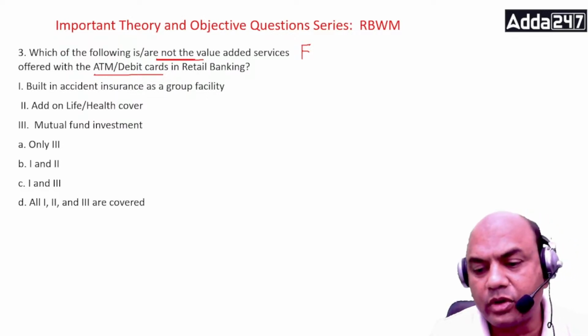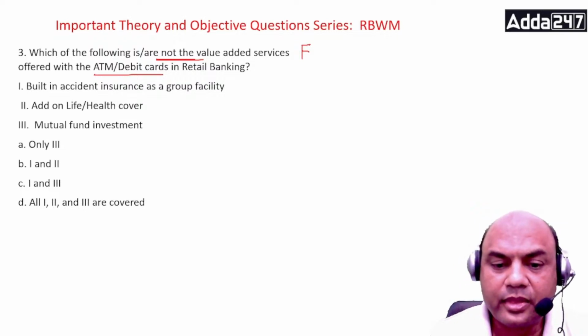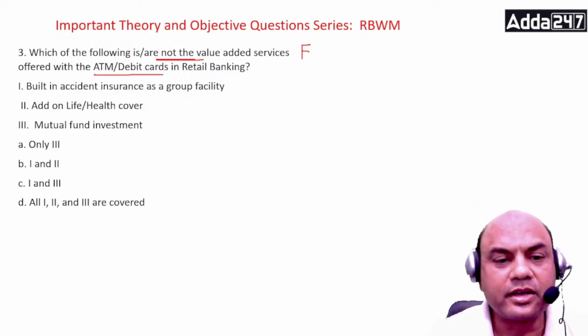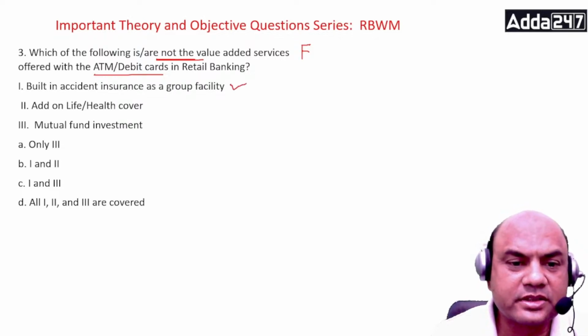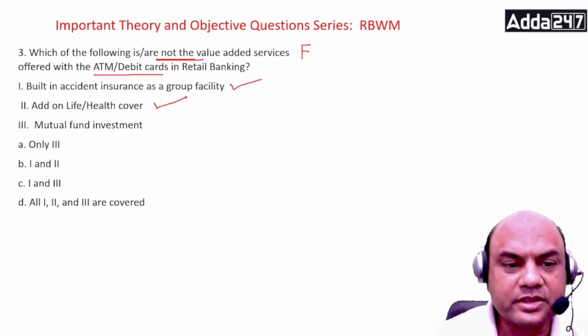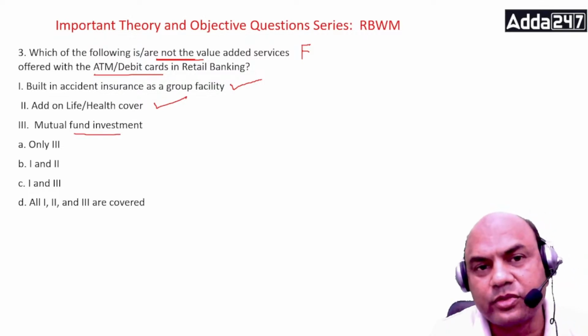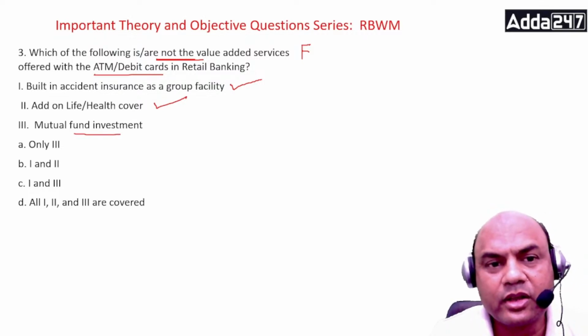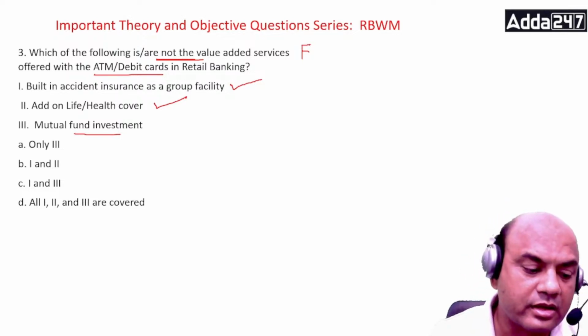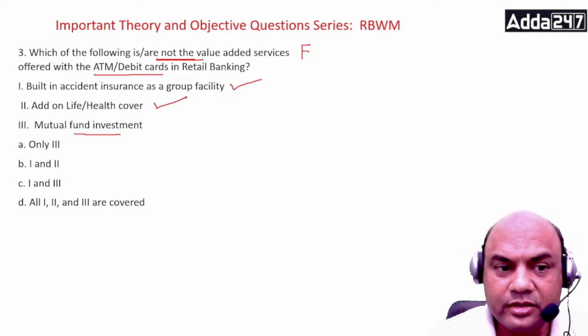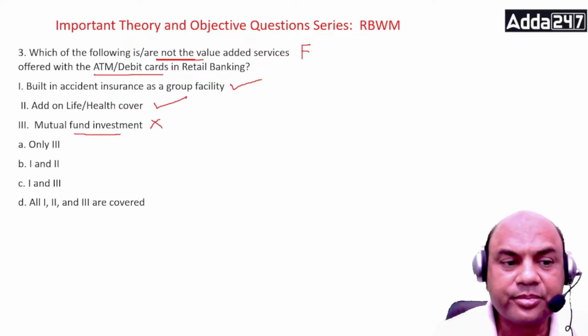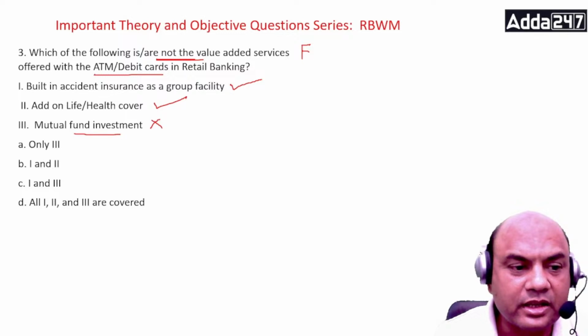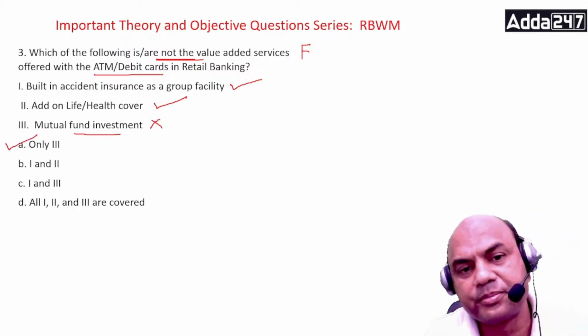Generally, I'll tell you, what do we give for free? What we give for free is accident insurance and health insurance. Mutual fund investments can never be given as a value-added service. How will you give this investment? You are going to invest on the basis of that customer. So this can't be done. So which of them is not given? The answer is basically 3 only. Where is 3? Look at this, option A.